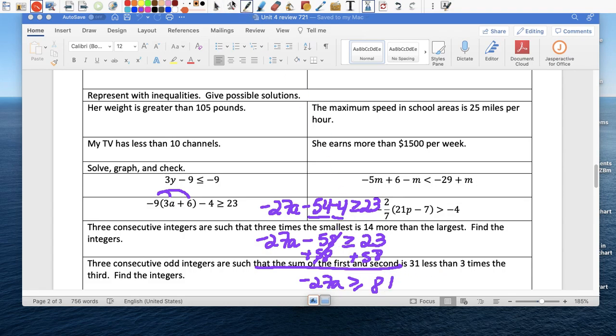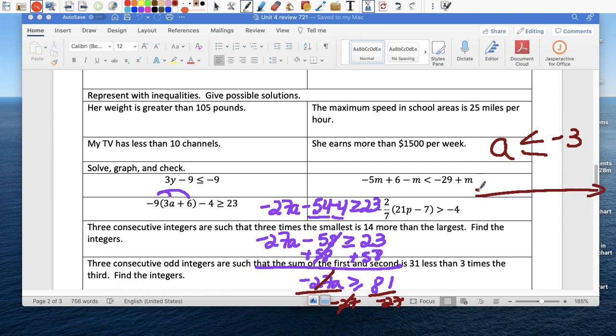Now, our next step is to divide by negative 27. Finally, negative 27 divided by negative 27 is a. Remember, because we divided by a negative coefficient, right? What we do is the inequality sign has to be pointing the other way. And 81 divided by negative 27 is negative 3.